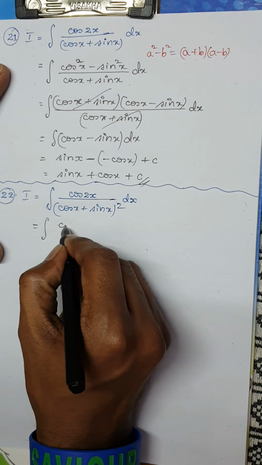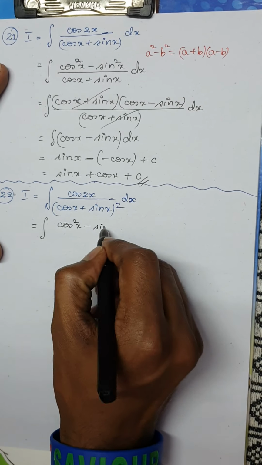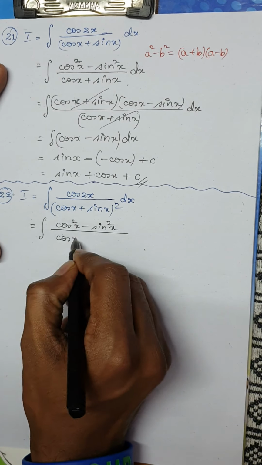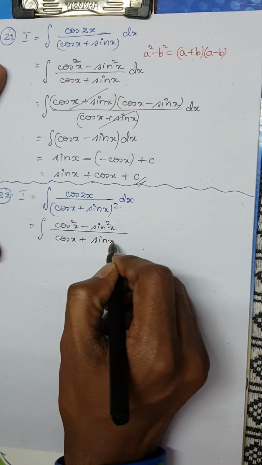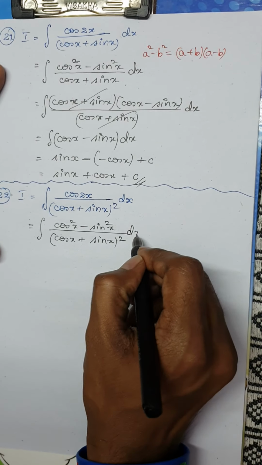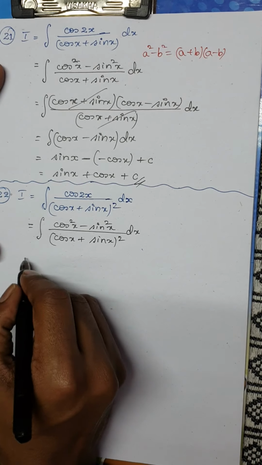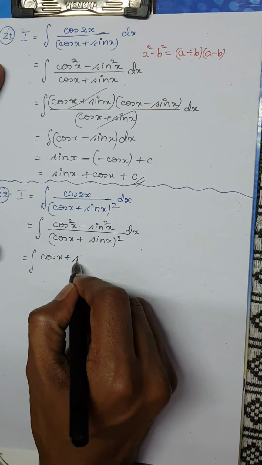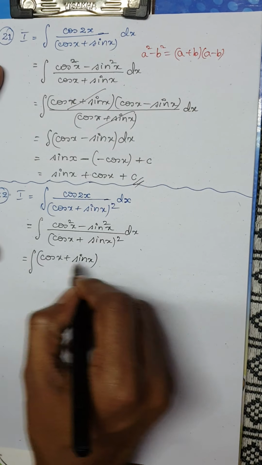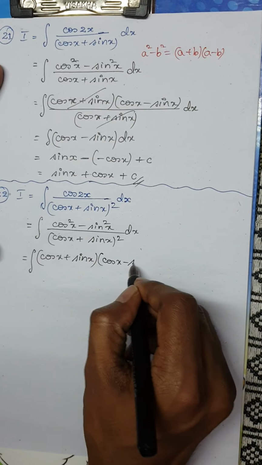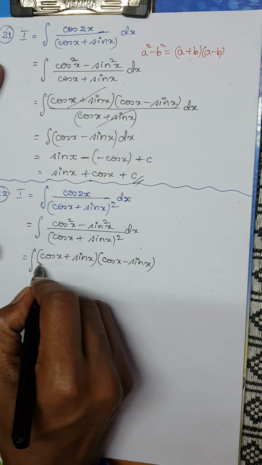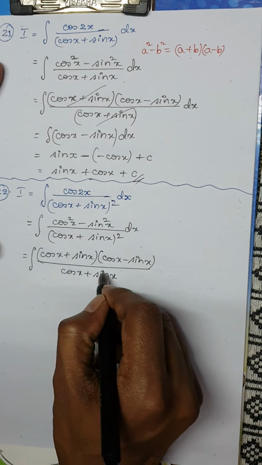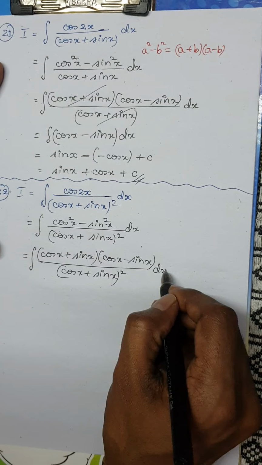So cos 2x can be written as cos square x minus sin square x, divided by the denominator, let me keep it as (cos x plus sin x) whole square, and dx as it is. So this becomes the integral of, as I told you, a square minus b square will be (a plus b)(a minus b), that is (cos x plus sin x) into (cos x minus sin x), divided by (cos x plus sin x) whole square dx.